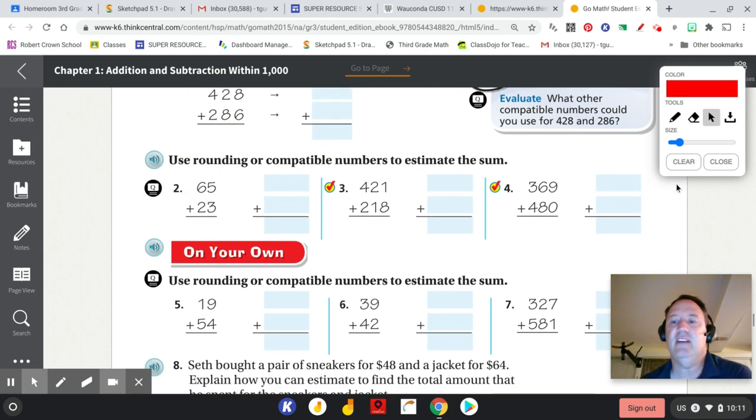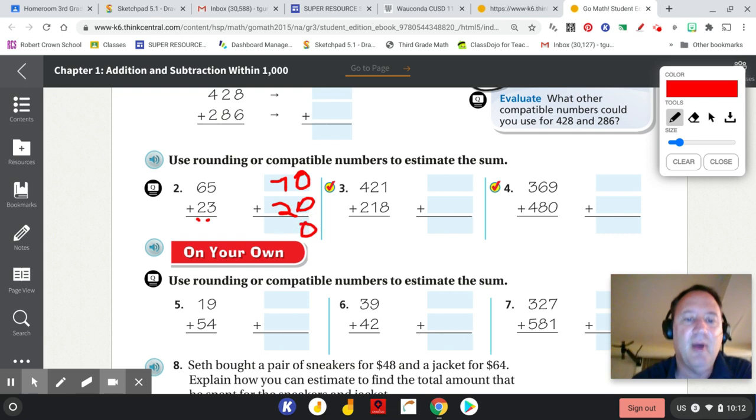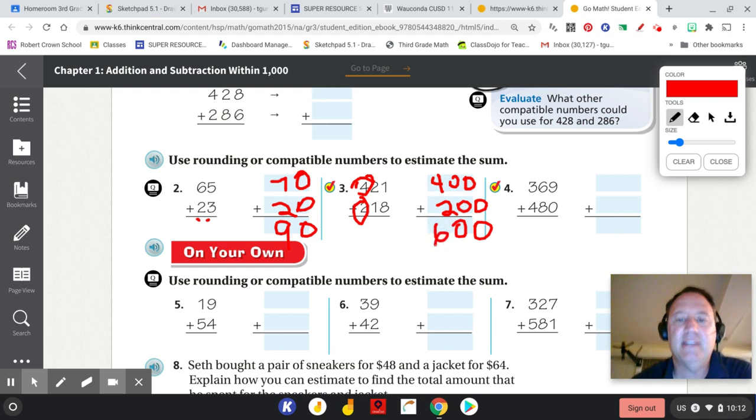Okay, let's take a look and see how you did. So 65, round to the nearest 10, is 70. 23 rounded to the nearest 10 is 20. So if I add them up, I get 90. Now 421, I want to round to the nearest 100. So I look next door, there's a 2, so that's 400. And here I look next door, that's a 1, so that's 200. So if I add them up, I get 600.